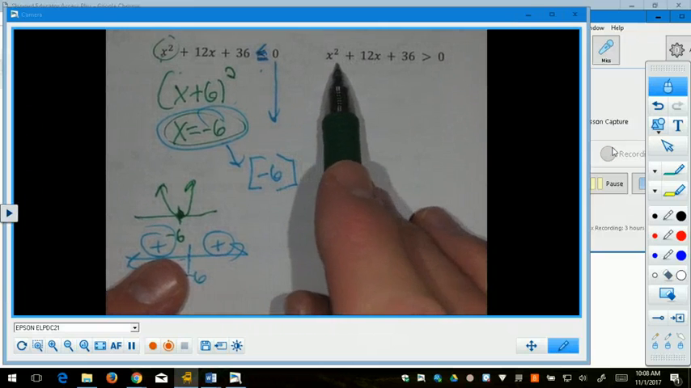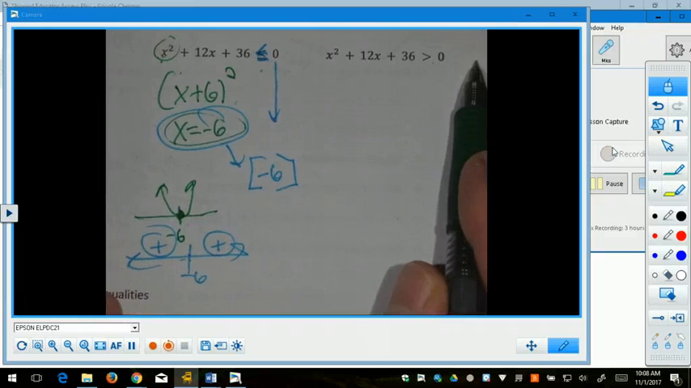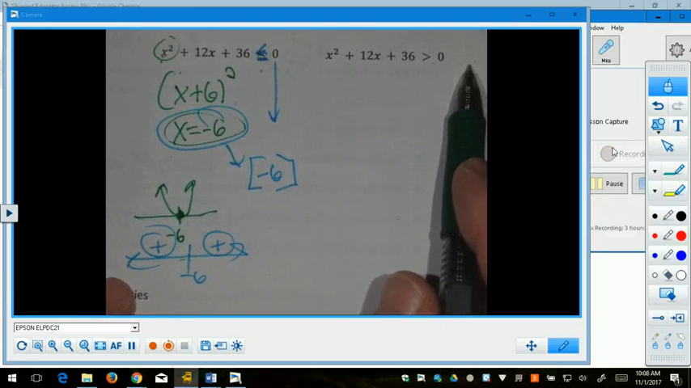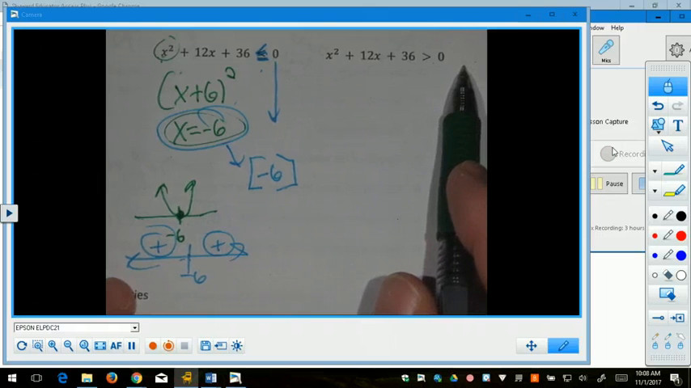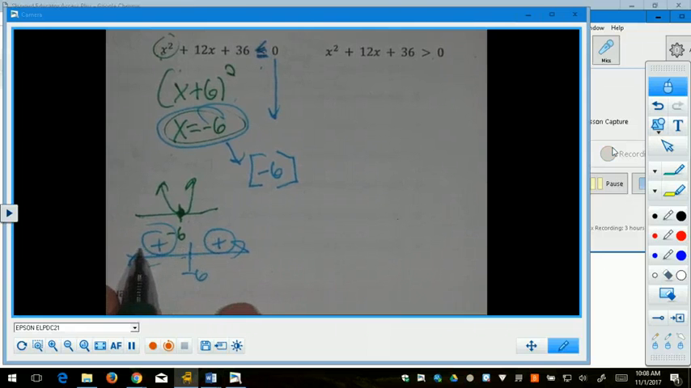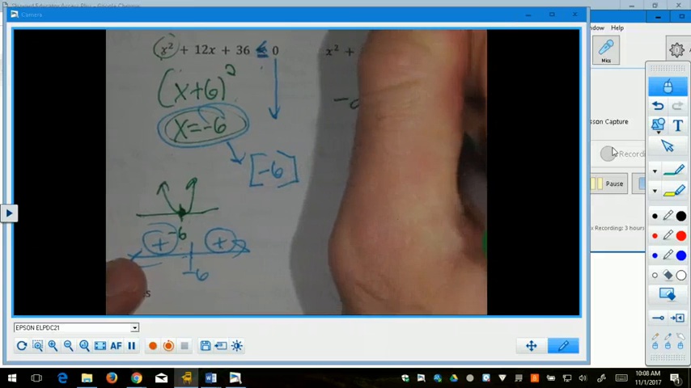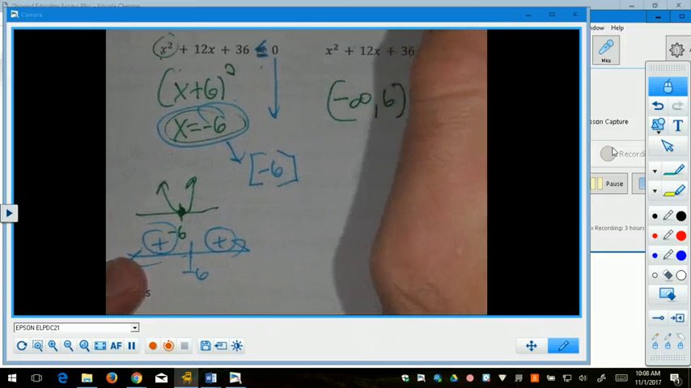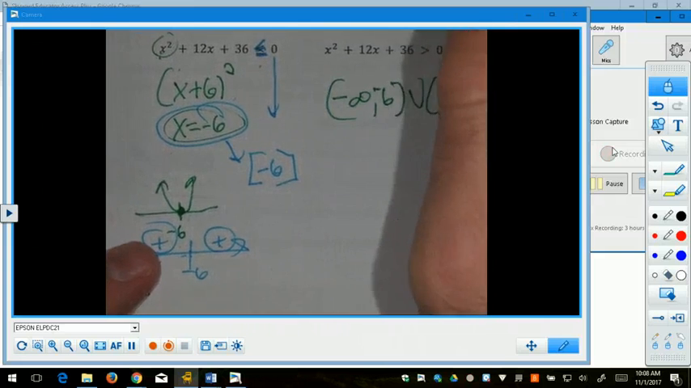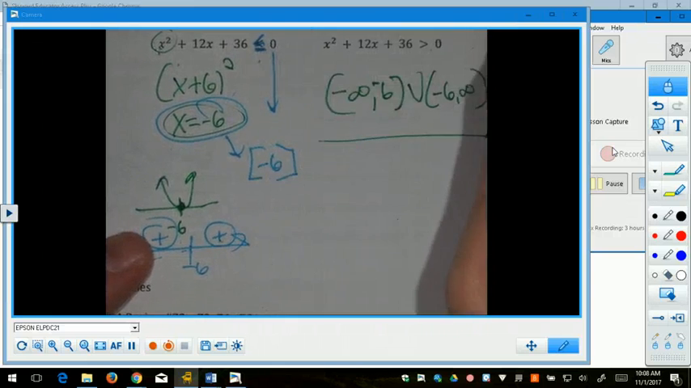For this one, they say, for which values is this function greater than 0? Well, this time it's not all real numbers. It's everything except for -6. So it's to the left of -6 and to the right of -6. So -infinity up to but not including -6, and -6 to infinity but not including -6.